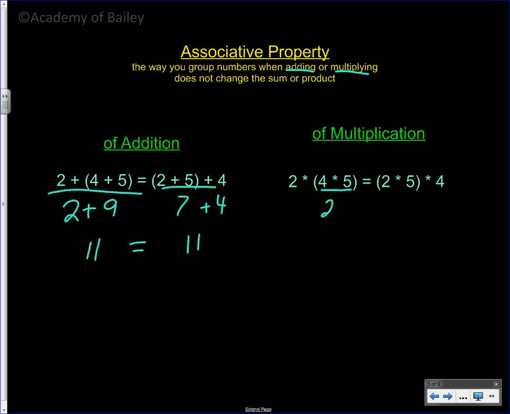4 times 5 is 20, times 2 will give you 40. 2 times 5 is 10, times 4 will give you 40. Therefore, those are the same. It's going to be the associative property.